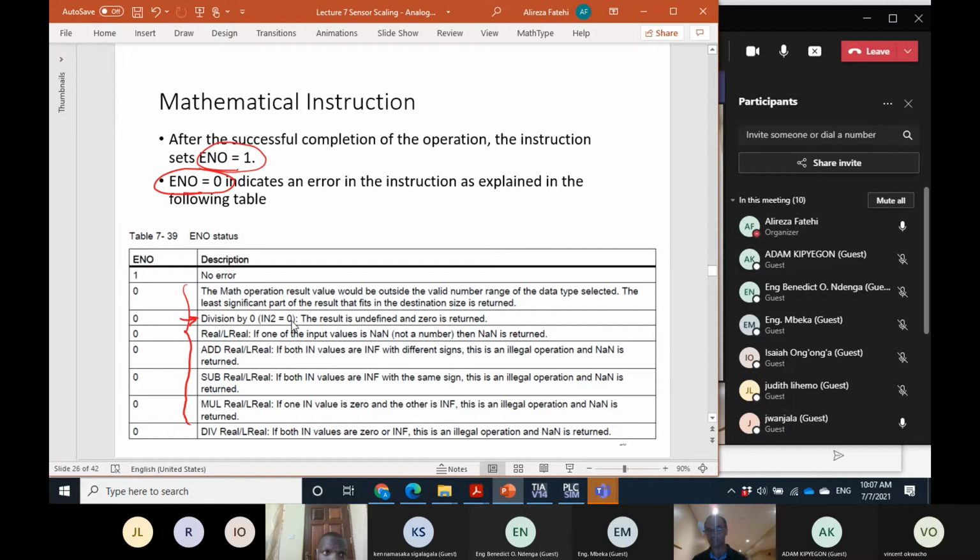If you have division by 0, the ENO output becomes 0. Or if both inputs are infinite, this is also an error. So there are some errors. We are not going to go through all the detail, but you can look at that, some of these errors regarding, for example, if one of the variables is infinite, or as I mentioned, this one.